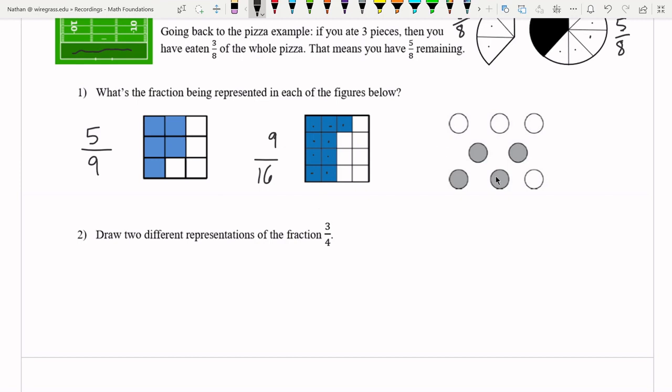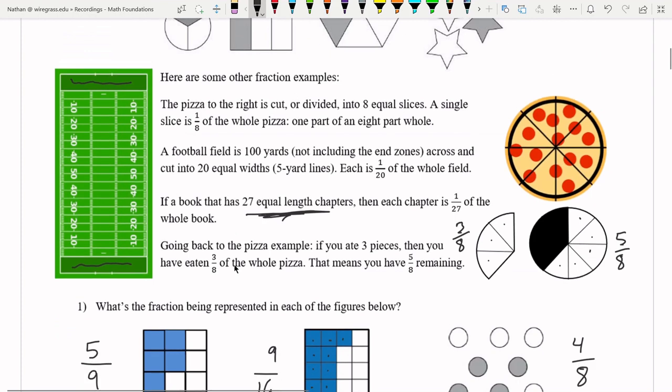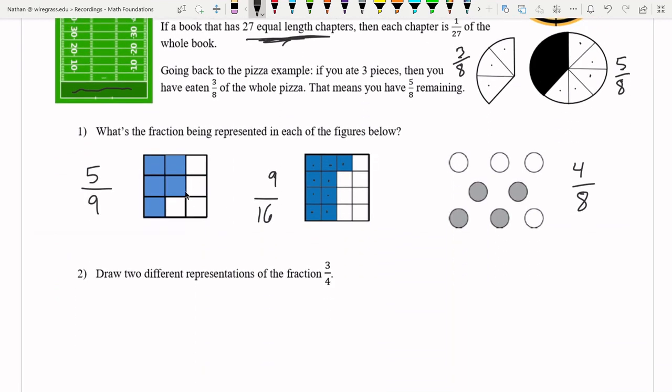For the next one here, we have 4 of these circles shaded in out of the total 8 that's shown. So we have 4/8 as that fraction. Okay, there's lots of different ways we can represent this. I've already shown you a bunch of different ways. Probably the easiest way is to do boxes here.